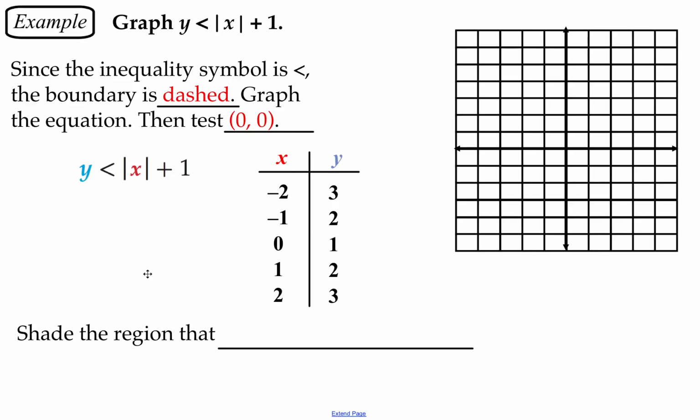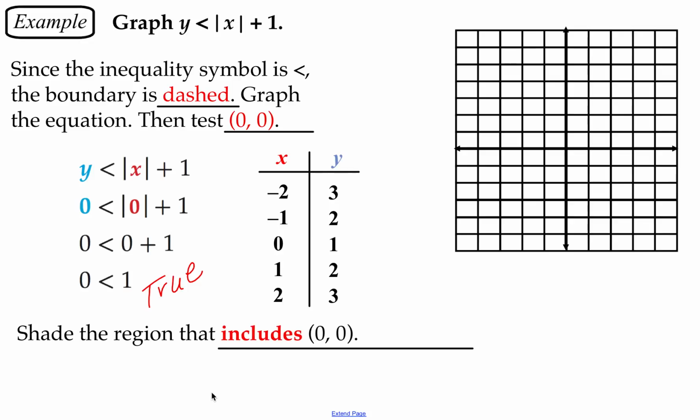If I plot those points, then I'm going to go ahead and test (0, 0). So if I plug in 0 is less than the absolute value of 0 plus 1, the absolute value gives me a 0. So 0 is less than 0 plus 1, 0 is less than 1. And this time that is a true statement. 0 is less than 1. So we want to shade the side that includes (0, 0) this time.